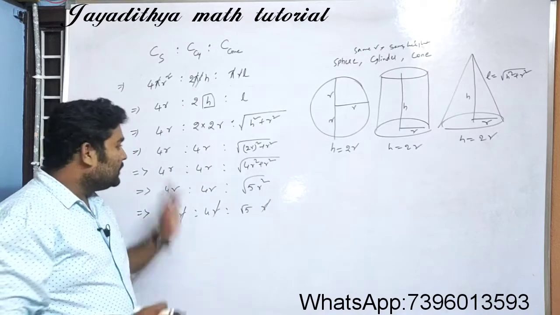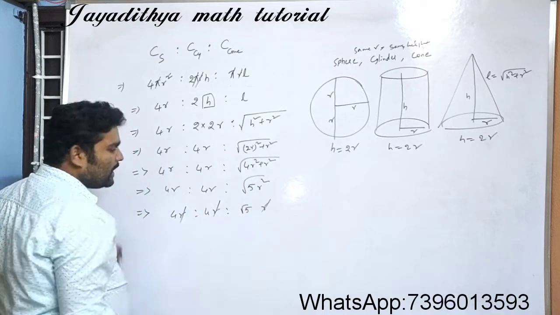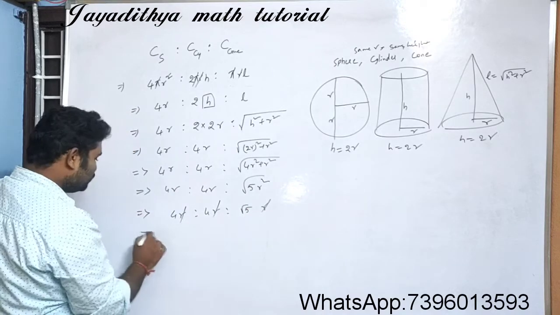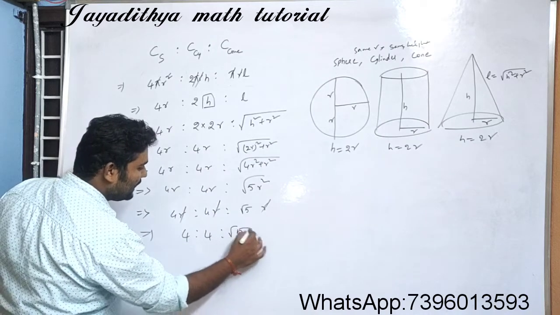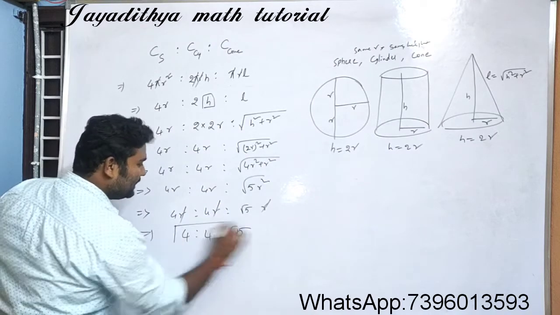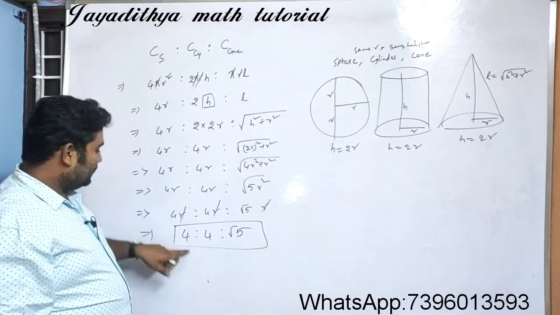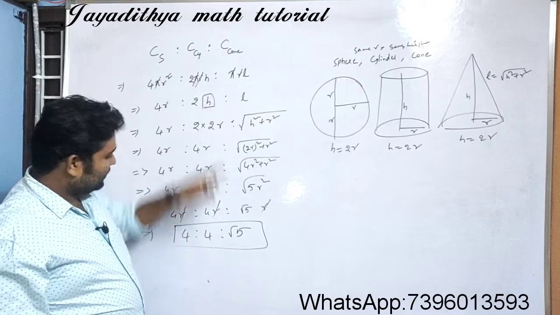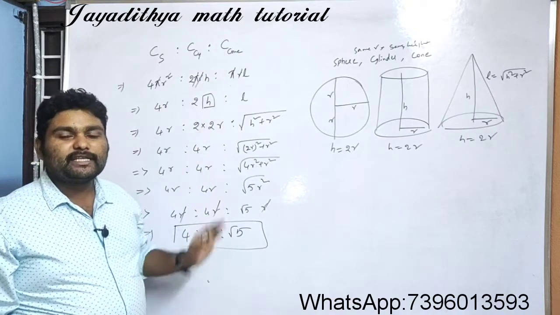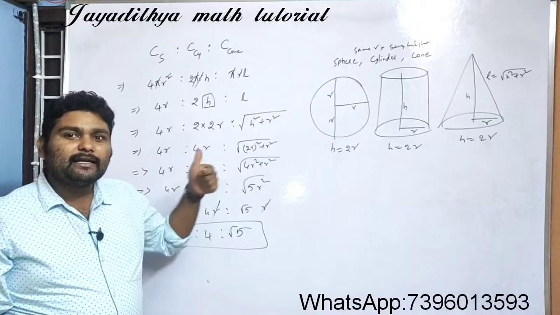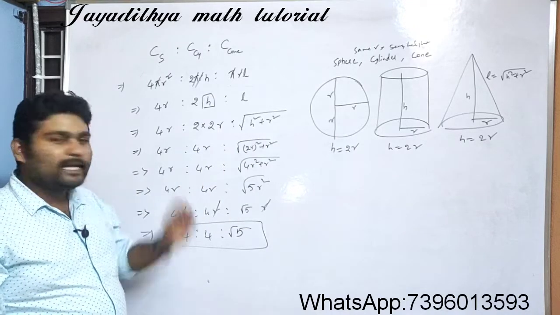So again you cancel r. When you are cancelling, you should cancel the common terms in all the three. Okay, so here we have r. There is nothing to cancel here. So what is the ratio of their curved surface areas? 4 is to root 5. Directly you remember this one. Now 4 is for sphere, 4 is for cylinder, and root 5 is for cone. This is the ratio of curved surface areas when the radius and heights are equal in all the three cases.